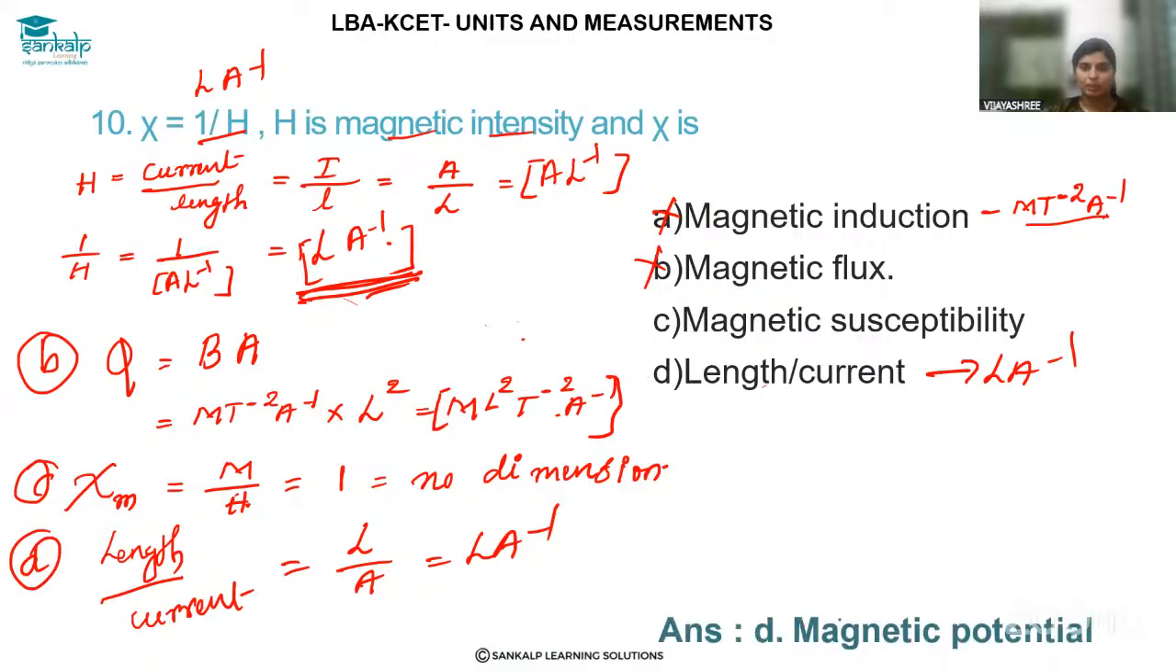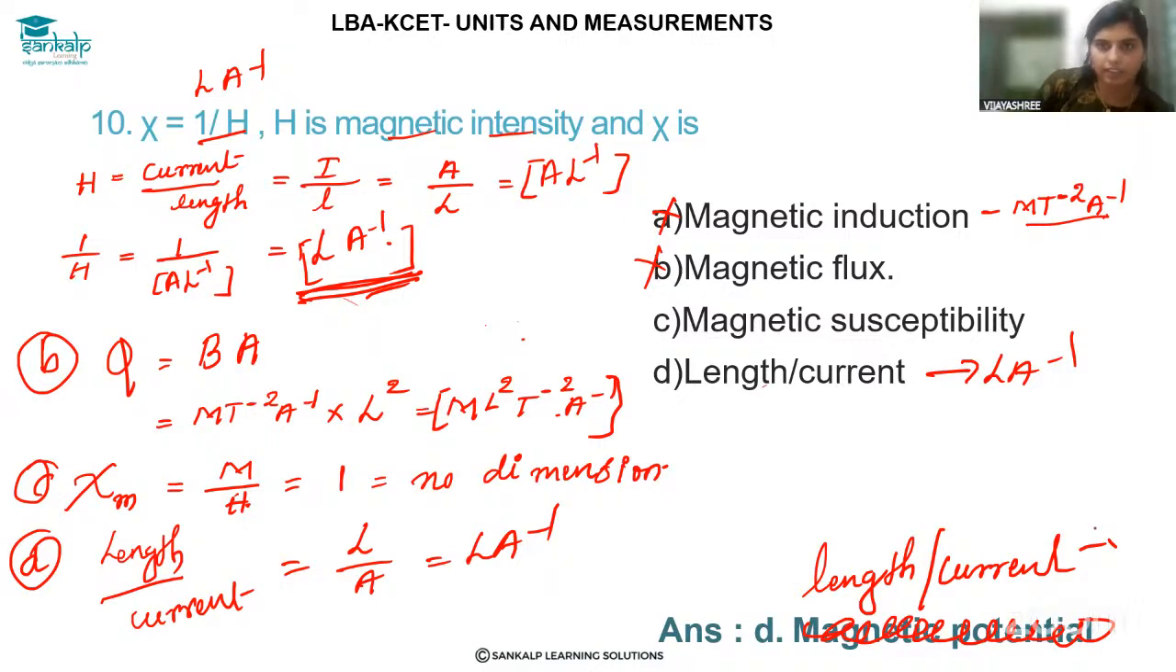It is not magnetic potential. It is length by current. Length by current is the correct option. Thank you.